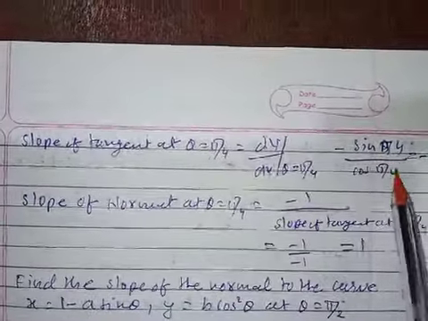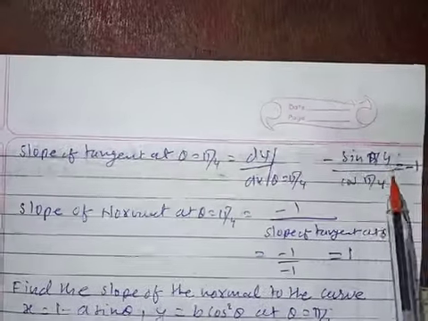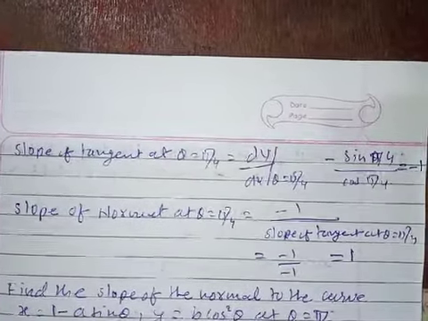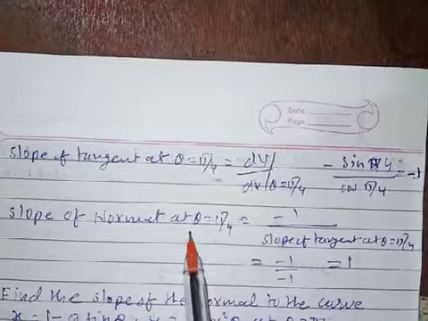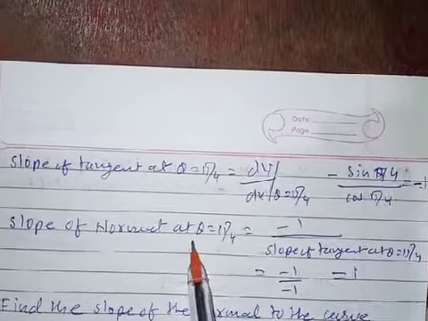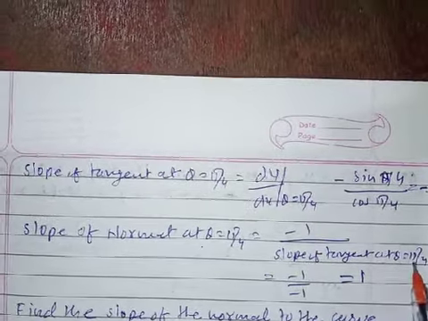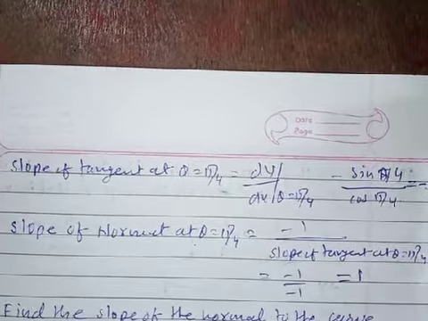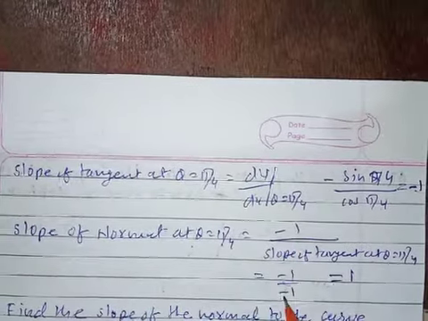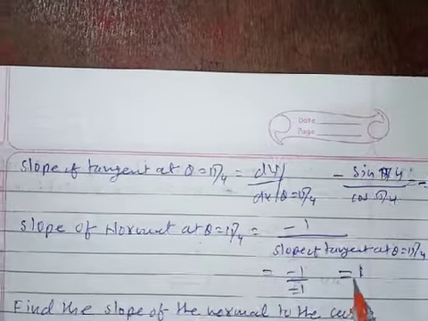So the slope of the tangent at theta is equal to pi by 4. Substitute pi by 4, it is 1 by root 2, 1 by root 2. So it is minus 1. So the slope of the normal at theta pi by 4 is equal to minus 1 upon the slope of the tangent at theta pi by 4. So it is minus 1 upon minus 1, so it is 1. So the slope of the normal is 1.